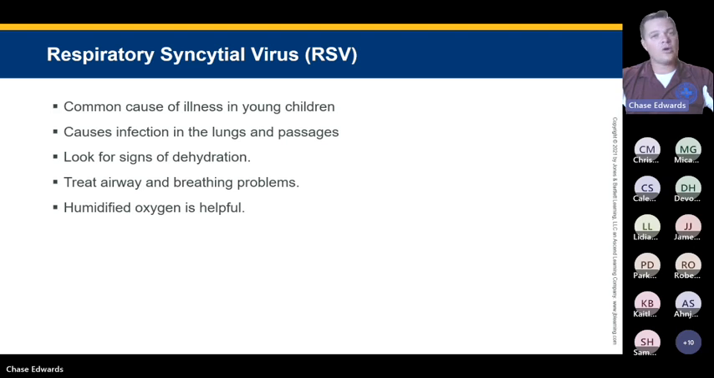All right, RSV. I will screw up some words now. Respiratory syncytial... See, I'll screw it up. Virus. All right, RSV. It's a common cause of illness in our young children. It causes an infection in the lungs and breathing passages, and it leads to bronchiolitis, and pneumonia is what it'll lead to. It is highly contagious, so make sure you're wearing your proper PPE. You want to make sure also that you assess for signs of dehydration, and you want to treat the airway and breathing problems as appropriate.